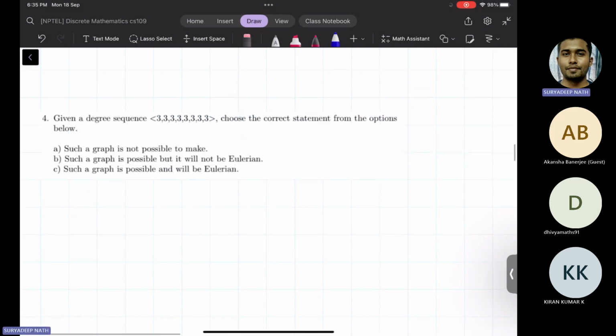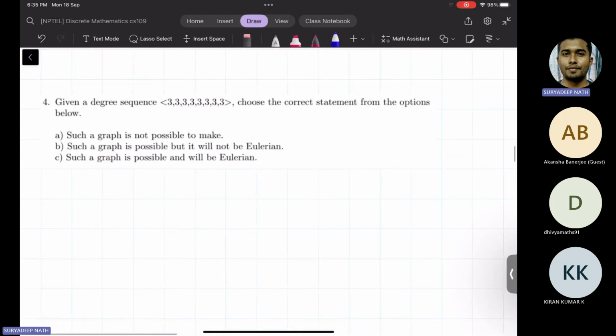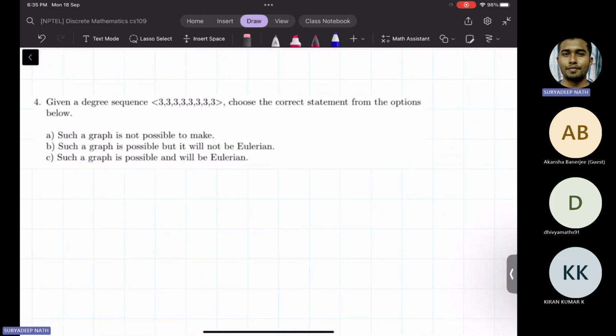Okay, coming to question 4. Given a degree sequence, where you have 3, 3, 3, 3, 3. Choose the correct statement from these options. Such a graph is not possible. Such a graph is possible, but it won't be Eulerian. Such a graph is possible and will be Eulerian.